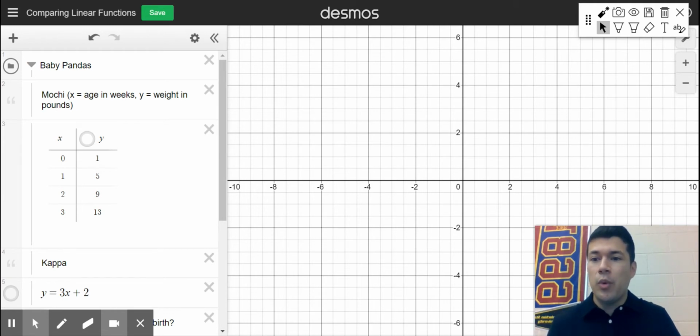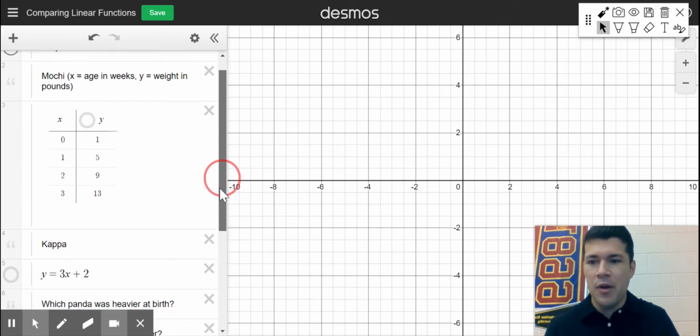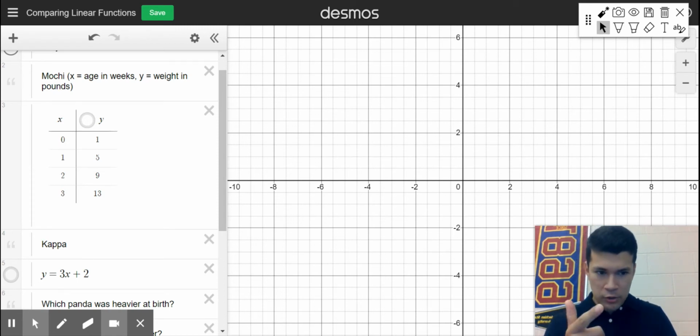At birth, Mochi weighed 1 pound. After 1 week, 5 pounds, then 9 pounds, then 13 pounds. Surely you see a pattern. Kappa, on the other hand, the information that we're given is that Kappa's weight is modeled by the linear equation 3x plus 2. So let's check it out.